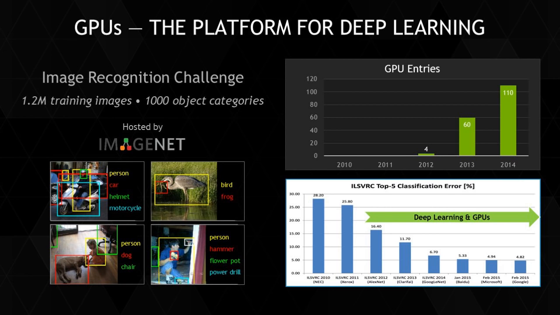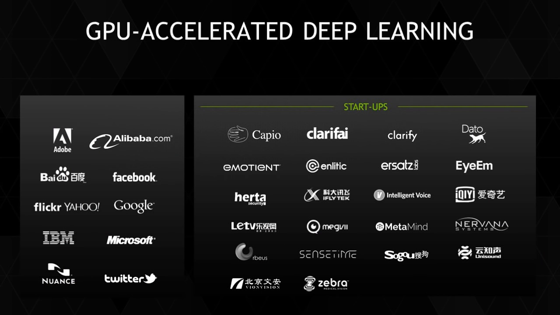Correlated with the improvements in performance are both a massive increase in the number of deep learning entries and the use of GPUs to train those entries. In 2014, there were 110 GPU entries, and I believe there was only one non-GPU entry in the contest. GPU-based accelerated deep learning is being used in a very large number of web-scale internet companies for all of the applications I previously described in computer vision and speech recognition, and also in very many startups, again across the board in terms of applications.